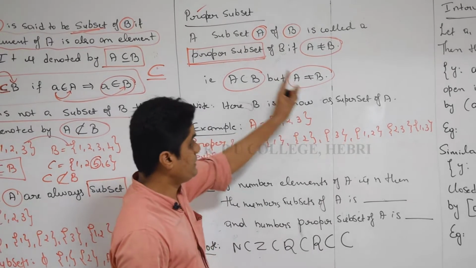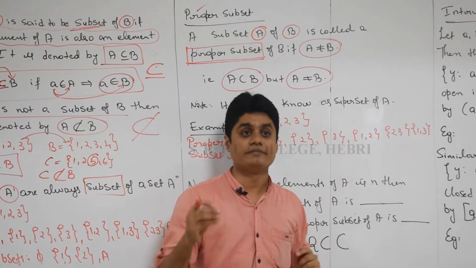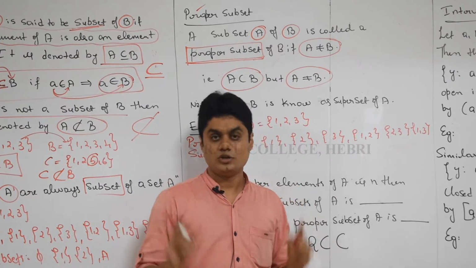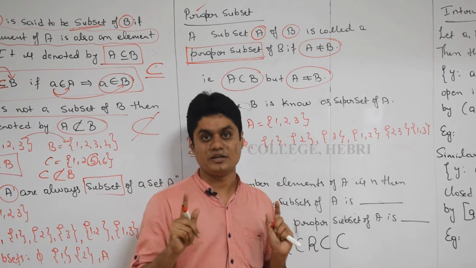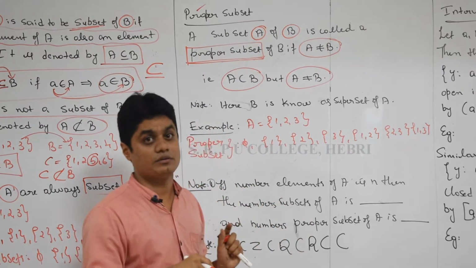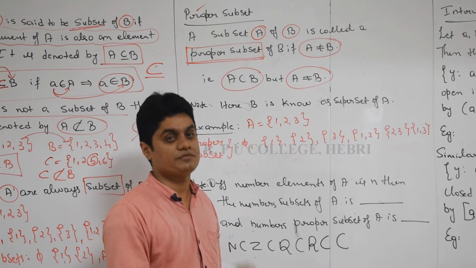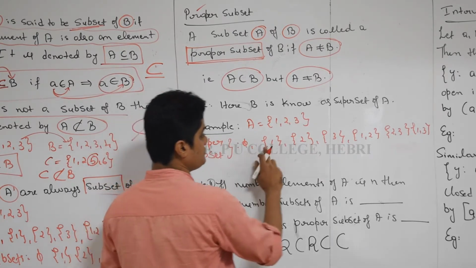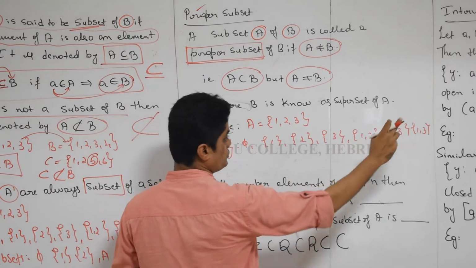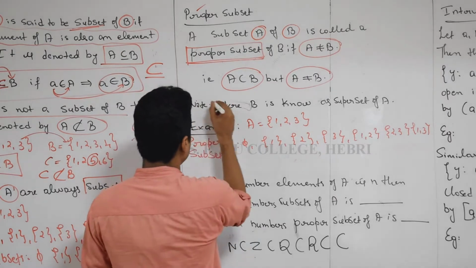Okay, so the remaining subsets are all proper. Only one subset of the set is not a proper subset, which is A itself. Okay, understood? So the proper subsets of the set are phi, {1}, {2}, {3}, {1, 2}, {2, 3}, {1, 3}. So we have to reduce by 1, so it becomes 7. Okay, so observe this one note.